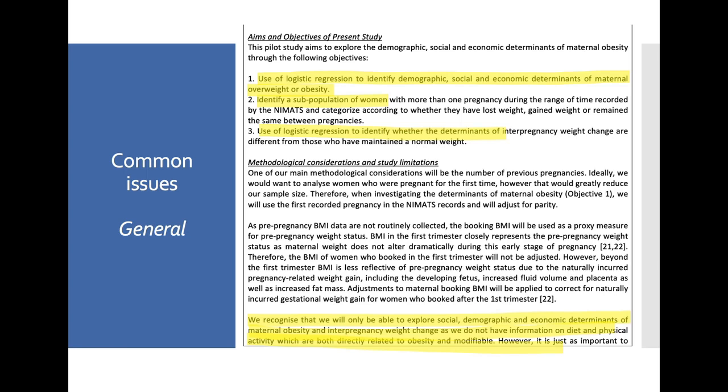I've also added in a section on methodological considerations and study limitations. And here, for example, I've acknowledged that I can't account for diet and physical activity. Obviously, these are important when considering obesity, but we just don't have those variables.